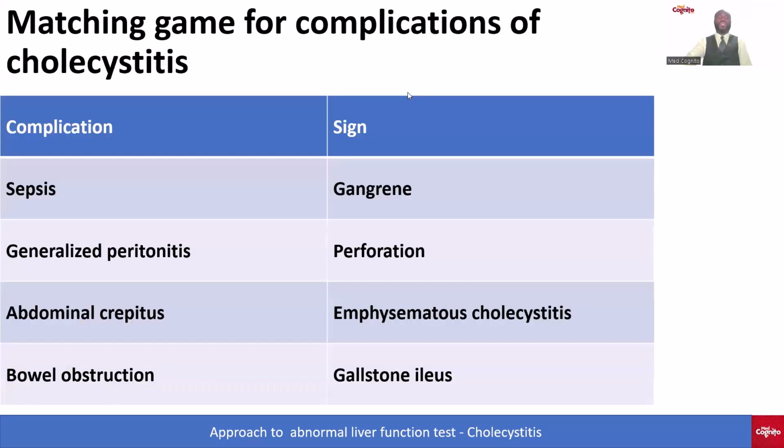Beautiful, beautiful. So the matching game, you can take a picture of this. Matching game for complications of cholecystitis. If you see a patient with features of sepsis, and you are thinking about complications, think about gangrene. If you see a patient with symptoms of cholecystitis, but it looks like the patient has generalized peritonitis, think about gallbladder perforation. If you see a patient with abdominal crepitus and the pain is in the right upper quadrant region, think about emphysematous cholecystitis. If you see a patient with bowel obstruction in the context of cholecystitis, think about gallstone ileus.